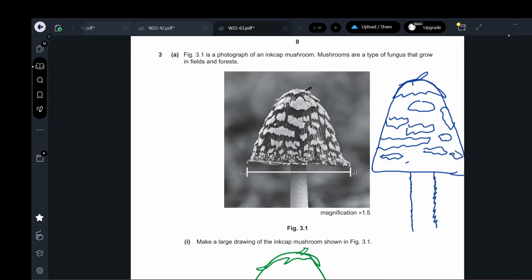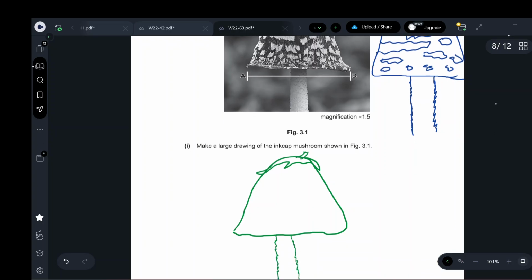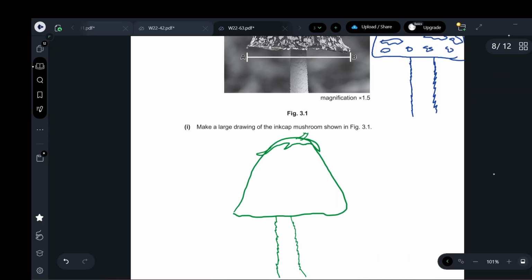Okay? And it gets smaller as you go down. One mark was for clear continuous lines, no shading. I did not color anything. The other mark is that it's a big drawing, okay?